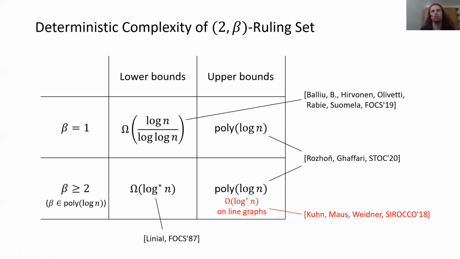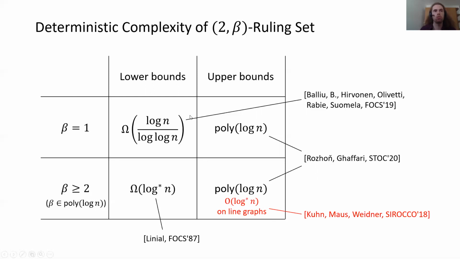And as Kuhn, Maus, and Weidner showed, on line graphs, it's easy to compute a 2-beta ruling set if beta is at least 2. In fact, already computing a 2-2 ruling set can be done in O(log star n) time. So if we want to get any lower bound that is better than log star of n, we need a different approach.